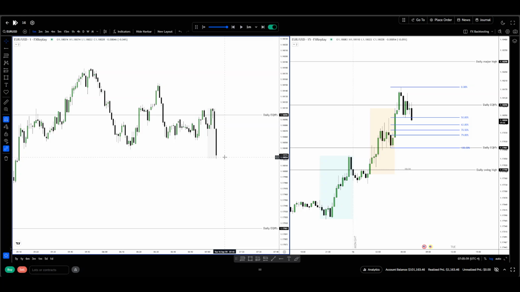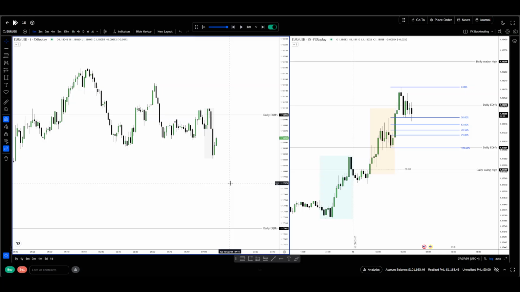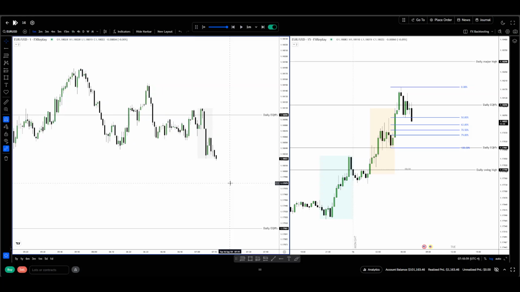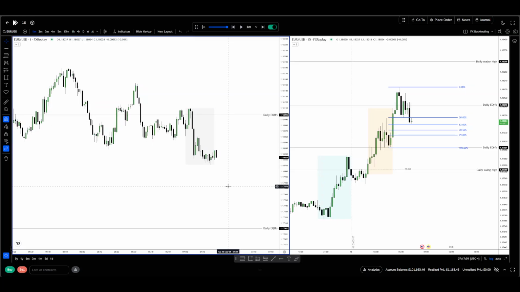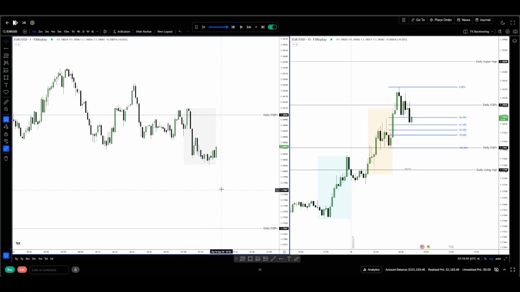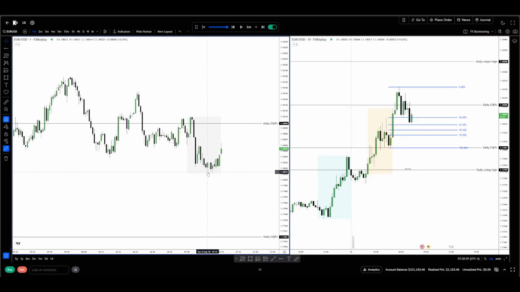Okay, there we go. So now we're tapping into this big wick, into this fair value gap, and into discount. We are now waiting for something bullish on the 1 minute. Apologies. So we created those equal highs, equal lows right here, and we took them out, and we're now shifting bullish.